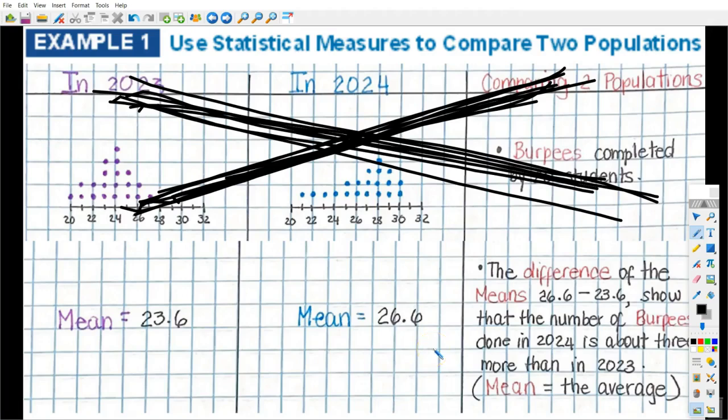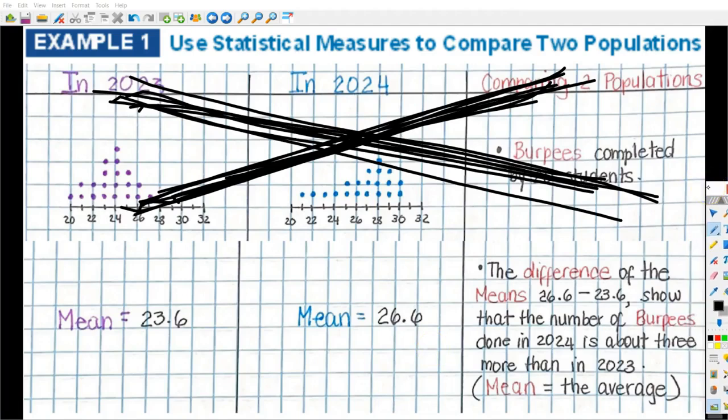Okay? So you can compare them by taking the difference of the means. I get 26.6 minus 23.6 is 3. That is the difference. So the difference of the means shows that the number of burpees done in 2024 is about 3 more than in 2023. So on average, kids did 3 more burpees than the kids did in 2023. That is what we all know, that mean is the average, because we take all the numbers, add them all up, and then divide by the amount of numbers. That is the average and the mean. Okay? Please pause the video, write it down. Alright.